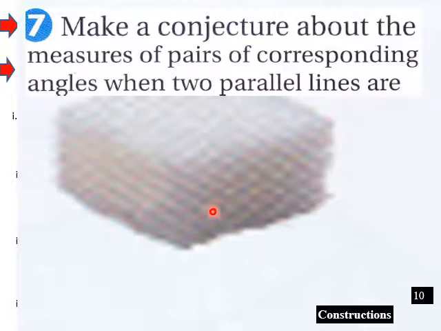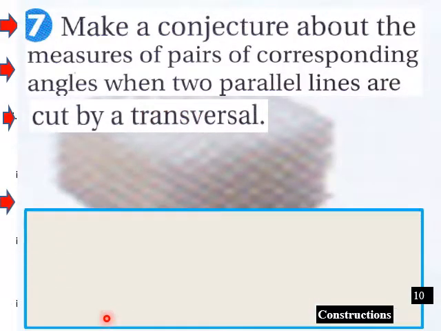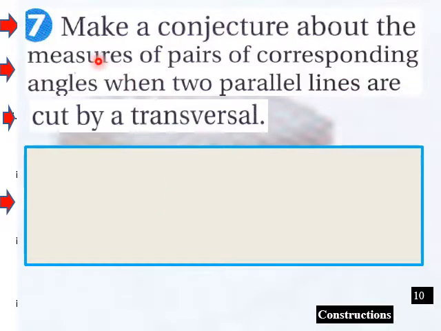And then make a conjecture about the measures of corresponding angles when two parallel lines are cut by a transversal. So now it's time for you to make a conjecture. Not a counterexample, but a conjecture about the measures of pairs of corresponding angles when two parallel lines are cut by a transversal. Make a conjecture about that.